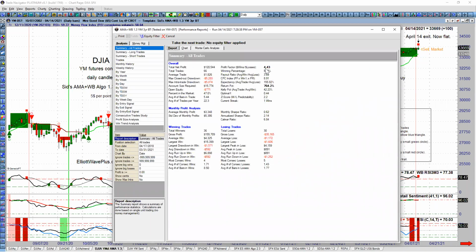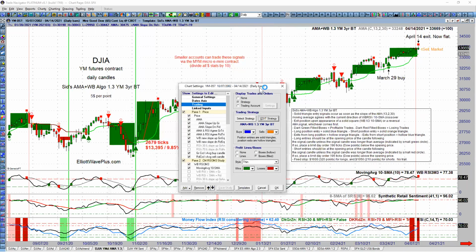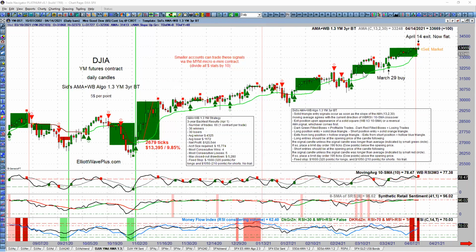And even with a winning percentage of only 54.5%, because those big winners come in often enough, it keeps that line moving to the upside. So that's the Dow. I'll show you real quick on the S&P one.